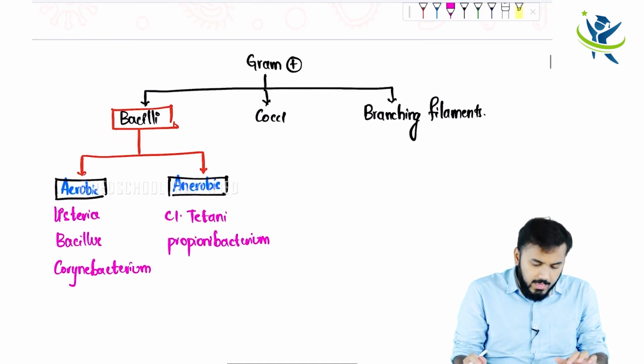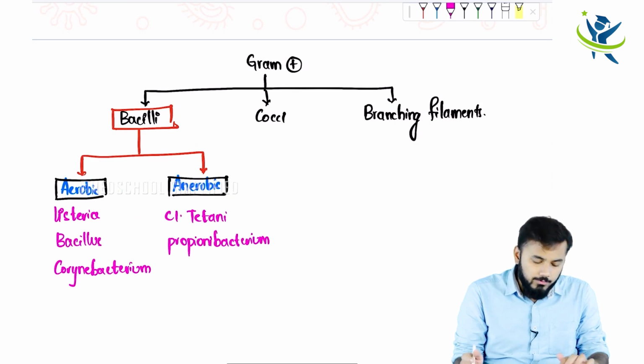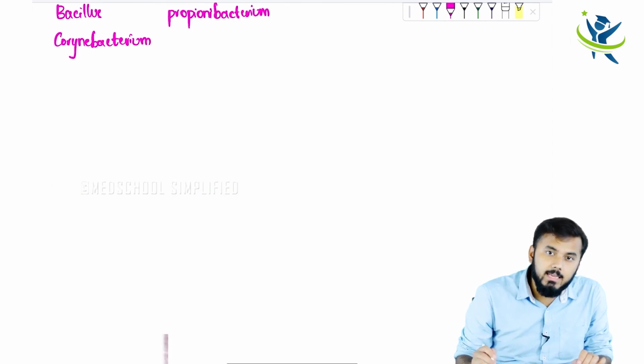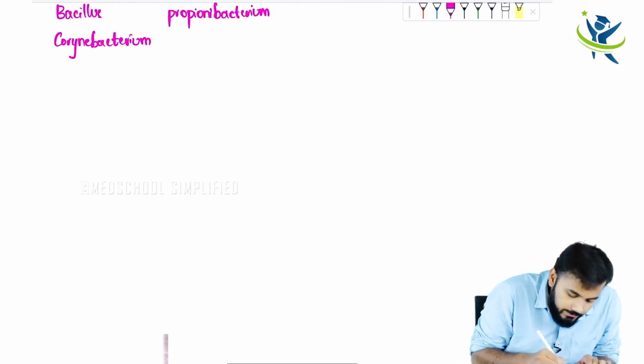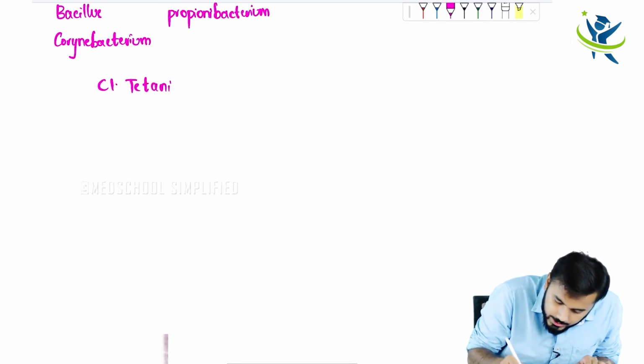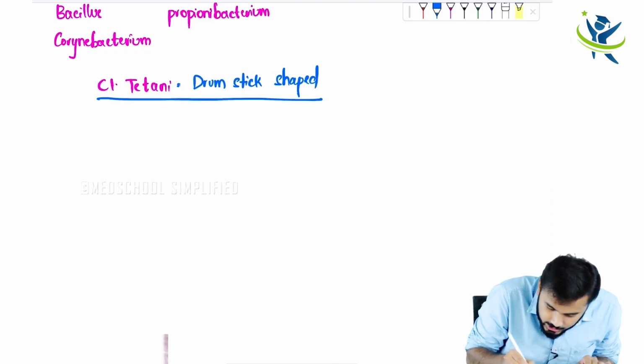Now, if I ask you what is the shape of this gram positive bacillus by name Clostridium tetani? All of you know it is a bacillus, but exactly what is the shape? The shape of this bacteria is drumstick shaped, right? So Clostridium tetani is a drumstick shaped bacteria.